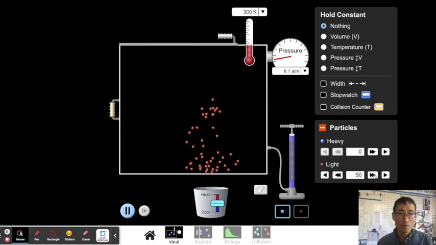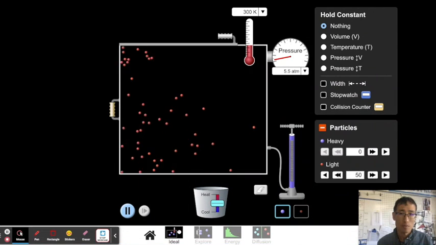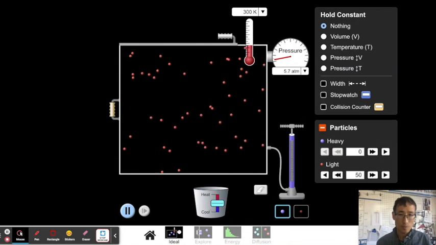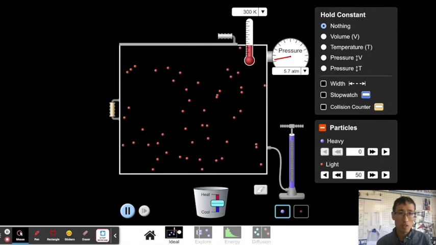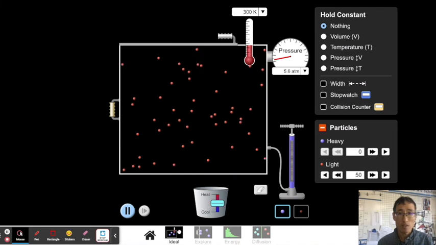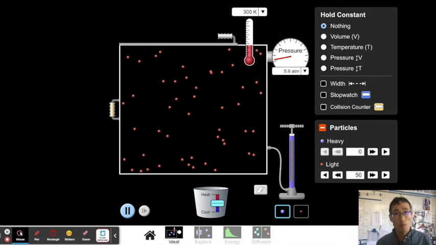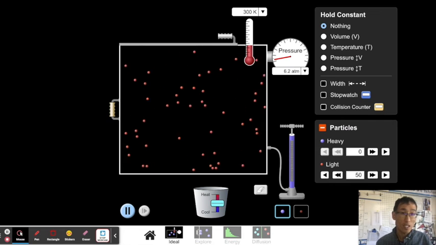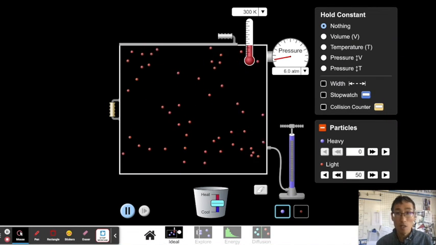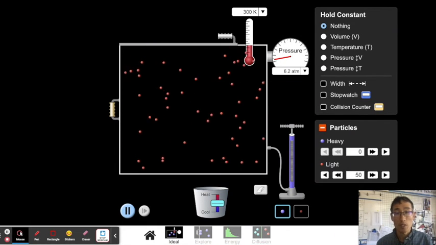Okay. Now, what if I take those away and I add some light particles? Let's say I have 50 light particles, and it's about 5.5 to 6 atmospheres. So the question now is, if I take the heavy particles and the light particles and put them all together, what's my total pressure going to be?